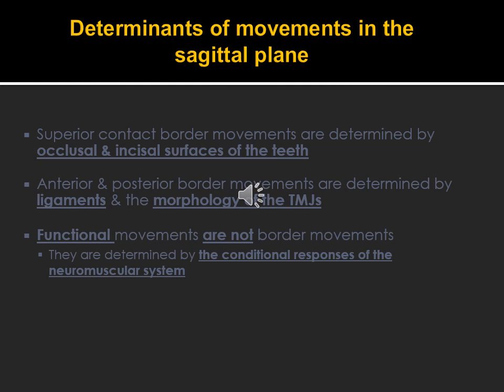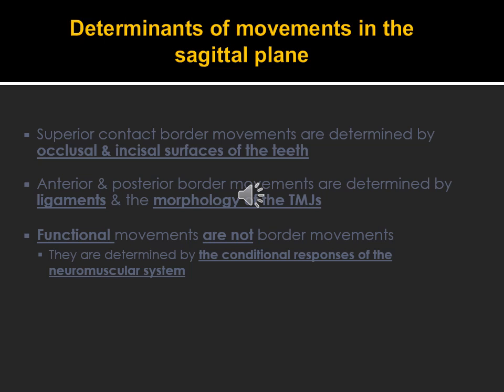What are the determinants of movements again in the sagittal plane? For example, for the superior border, the determinants are the occlusal and incisal surfaces of the teeth, because it is related to the sliding of lower incisors against upper incisors. So these are the determinant factors. The anterior and posterior borders upon opening and closing are determined by the ligaments of the joint, by the morphology of the TMJ, the articular eminence, all these things. This is a very important thing to remember.